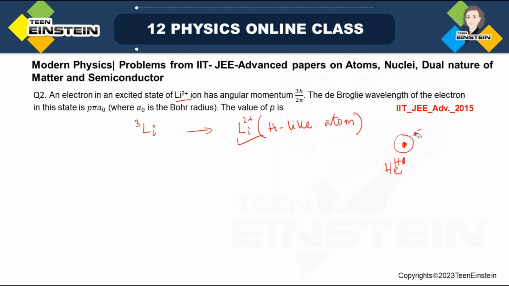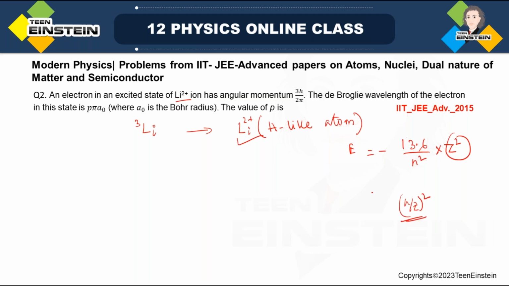a hydrogen-like atom. So for this kind of atom, the energy expression will be actually minus 13.6 by n square. It will be actually Z by n square. So here there will be Z square, I think. Z square. In place of n, we have to write n by Z whole square.